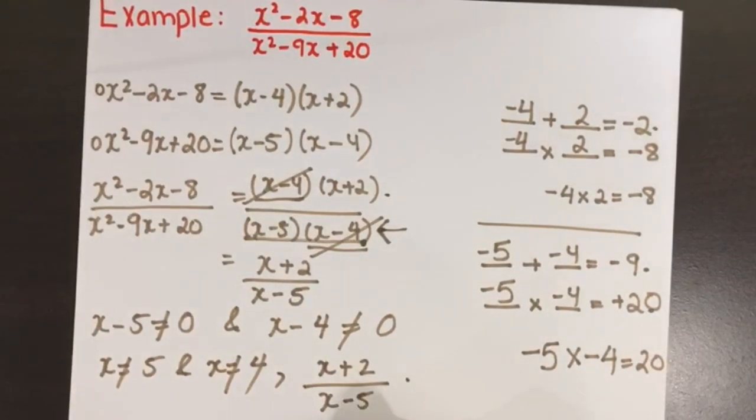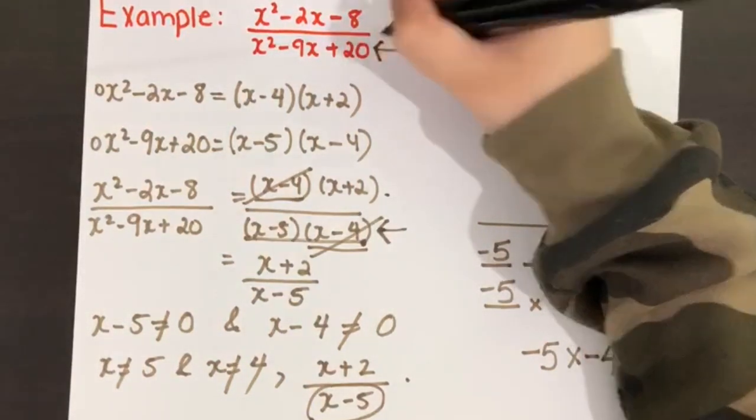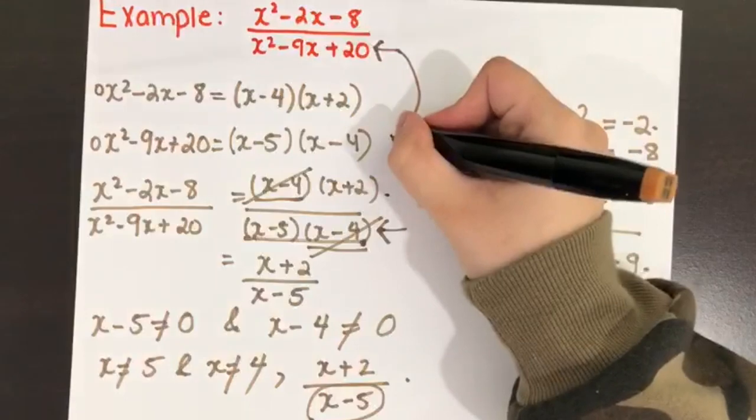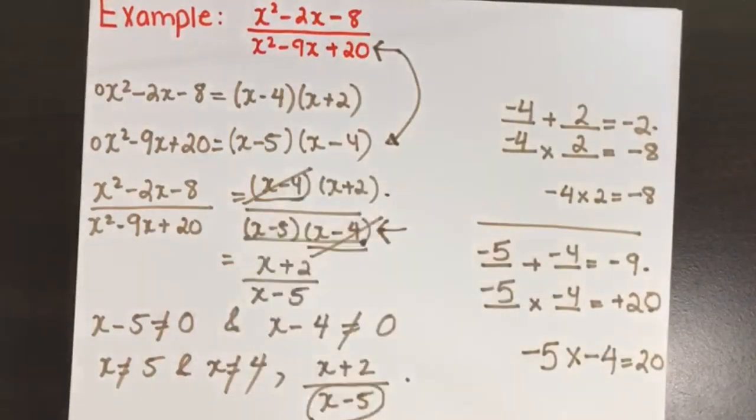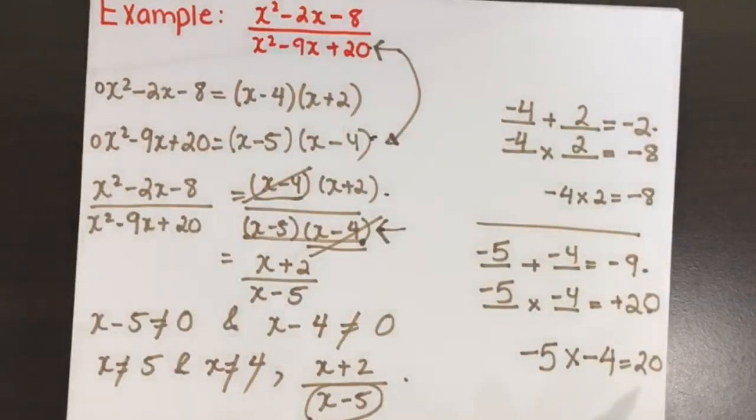Make sure that you don't just say that x minus 5 cannot be equal to 0, because originally our function was this, and it factored out to x minus 4 times x minus 5, so you have to consider both of the factors for the denominator.